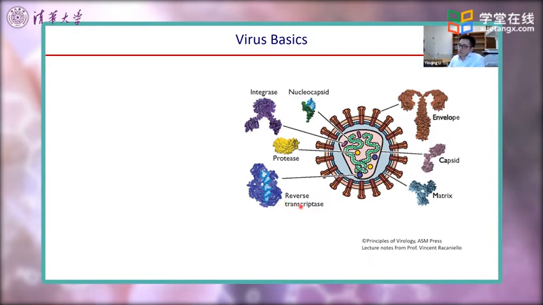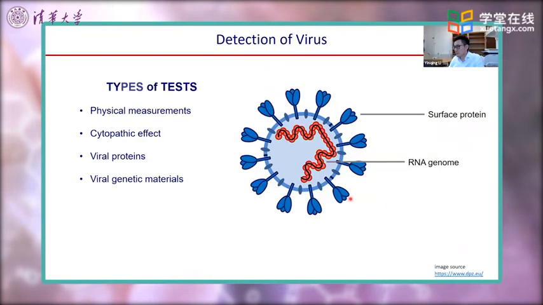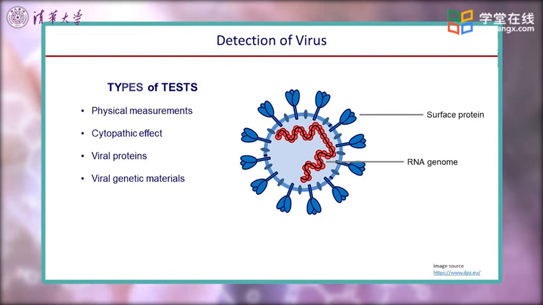However, the virus never has a complete set of all the tools necessary for its proliferation, so it cannot proliferate on its own. It always has to get into a host, such as a cell, and utilize the cellular machinery in the environment to proliferate. And so given these features, there are several ways to detect the virus. For example, with physical measurements, we can focus on the size, shape or morphology, and we can directly visualize it to detect it.